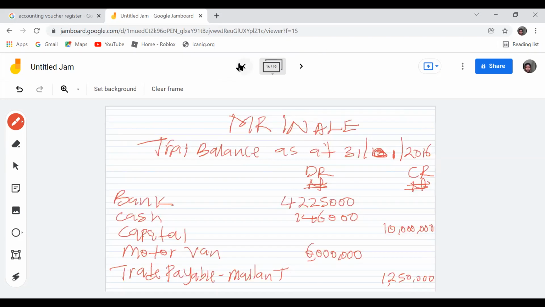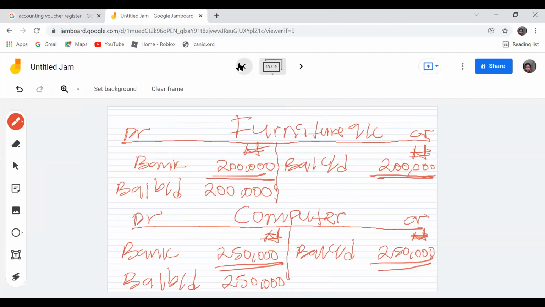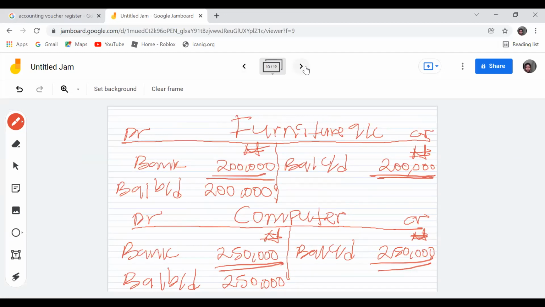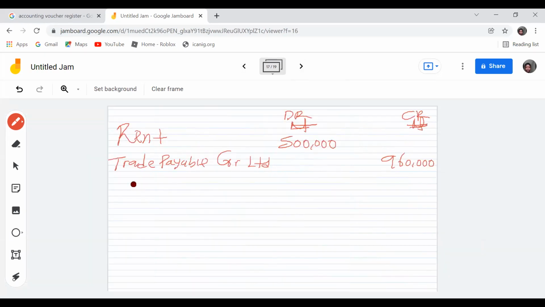We are almost done. So we are through with this now. Then the next one, we also have furniture and computer, 250. Furniture is 200,000, an asset. And we also have computer, which is 250,000.